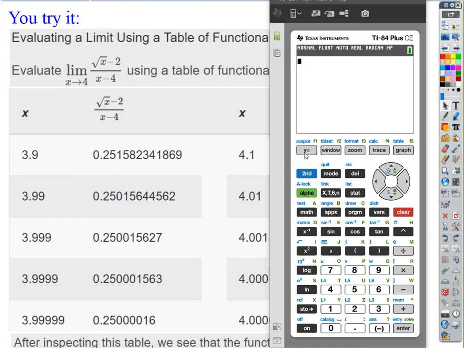You're going to go to y equals. You're going to define y1 as this function. Do you know how to get to the fraction view? You know the shortcuts for the fraction template?